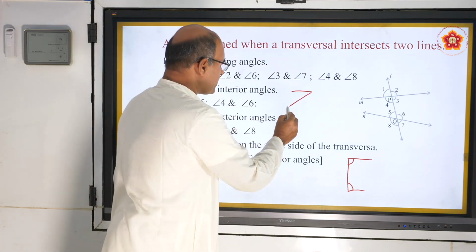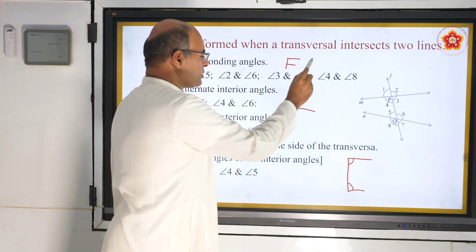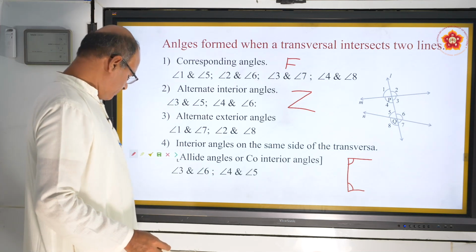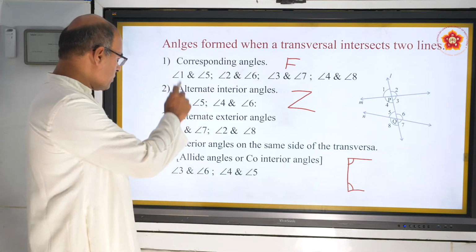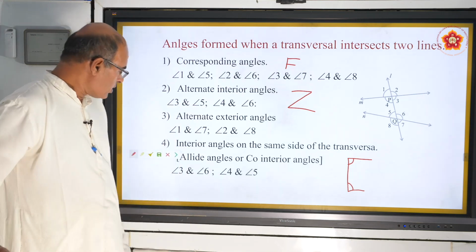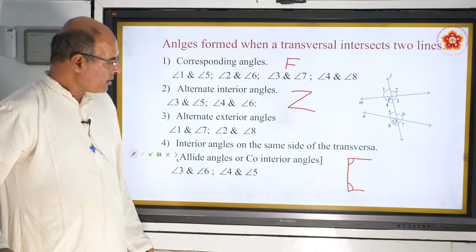Alternate angles are Z-shape angles. Corresponding angles are F-shape angles. So with this knowledge, let us go to some axioms related to lines.